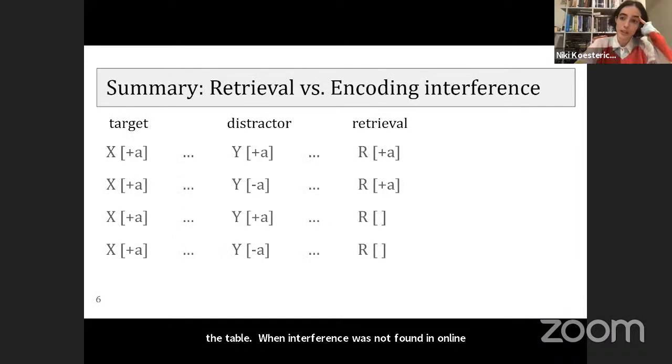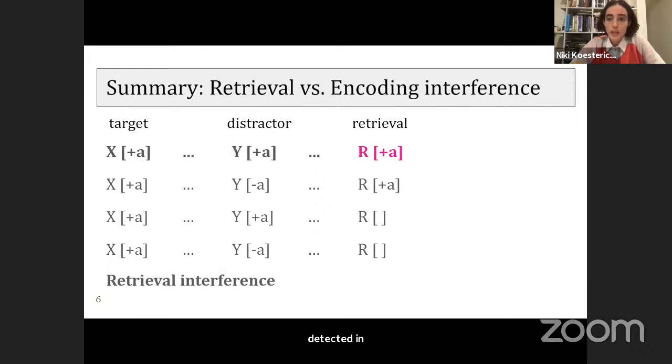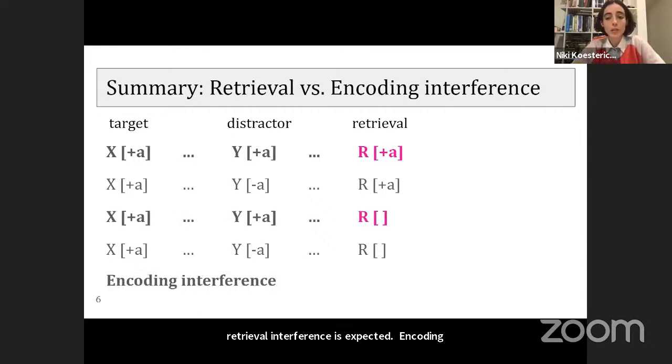So just to summarize, interference at retrieval versus at encoding are distinct in the following way. When the target and the distractor share some feature that's relevant at retrieval, retrieval interference is expected. Encoding interference is also predicted in this case, but in cases where the relevant overlapping feature is not a retrieval cue, if interference is detected, it can only be attributed to encoding difficulty.